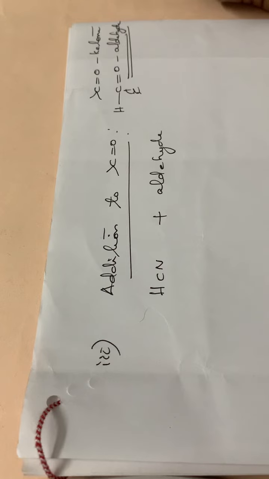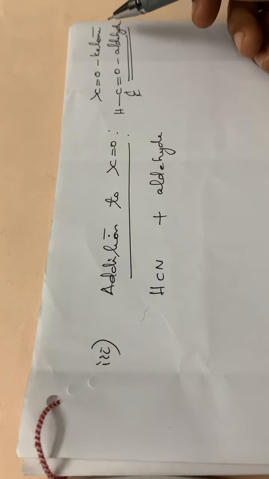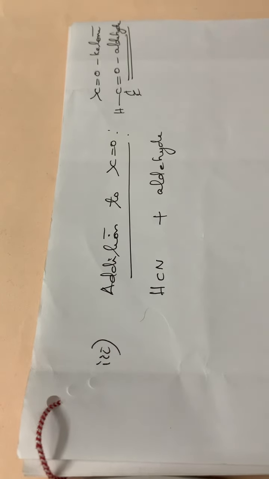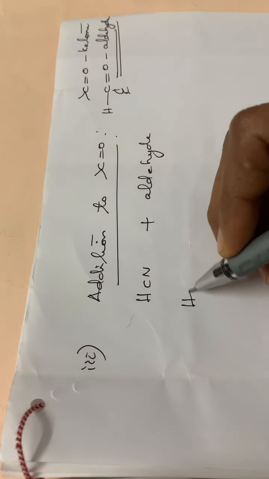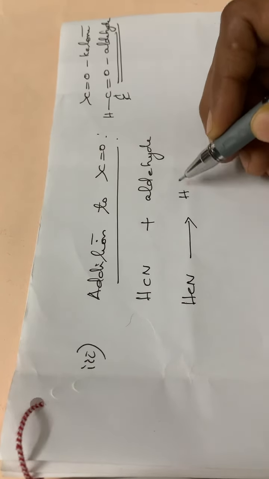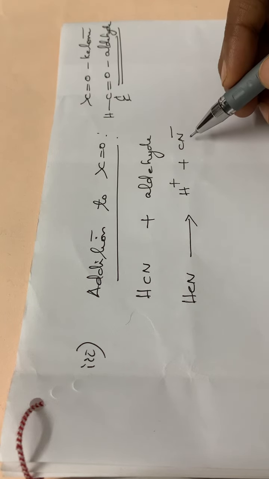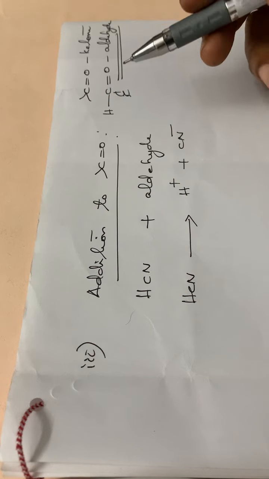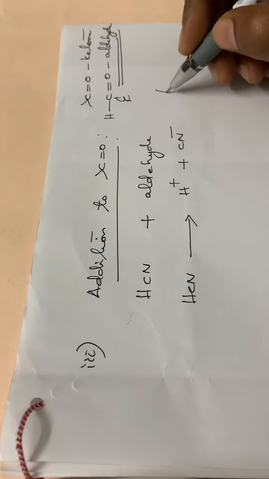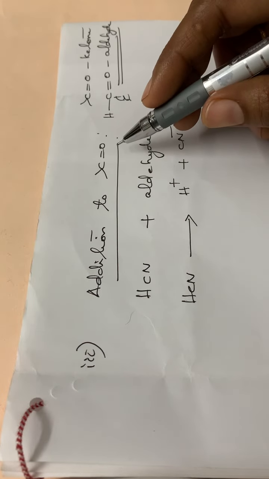CHO is the aldehyde group. So this HCN addition can be done in both cases, that is in ketones as well as in aldehydes. So first of all, what is the first step? HCN will be ionizing to form H plus and CN minus. Then this nucleophile, here the nucleophile means Nu minus, will be attacking this carbonyl group in the first step. So the nucleophile will be attacking this CHO group.